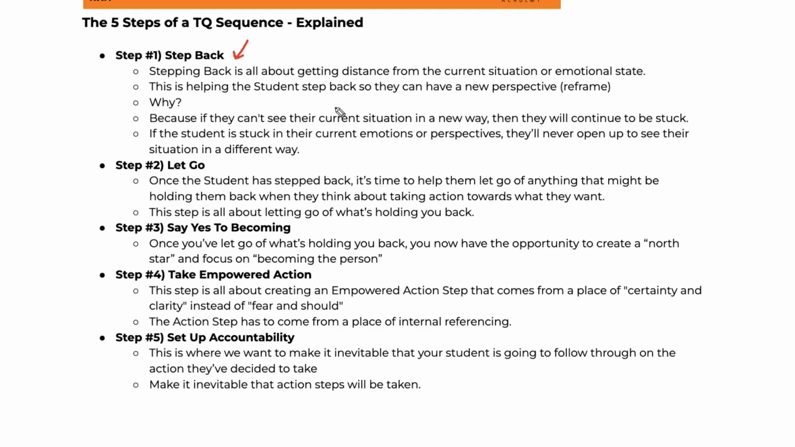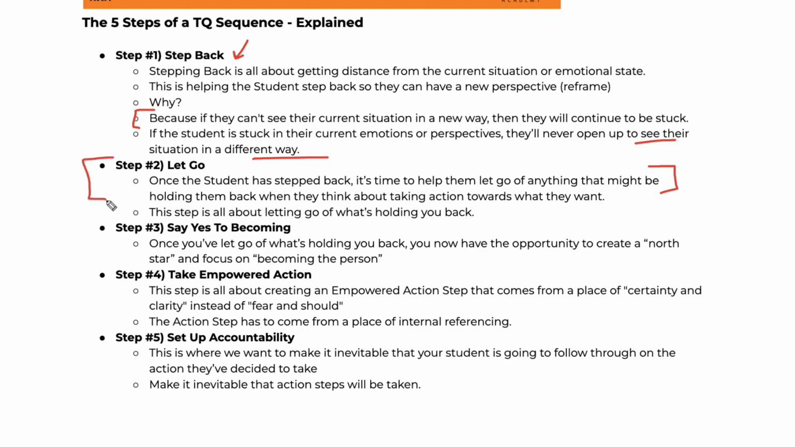Step number 1, stepping back. Stepping back is all about getting distance from the current situation or emotional state. This is helping the student step back so they can have a new perspective or a reframe. Why? Because if they can't see their current situation in a new way, they are going to continue to stay stuck. If the student is stuck in their current emotions or perspectives, they'll never be able to open up and see their situation in a different way. Step number 2, letting go. Once the student has stepped back, it's time to help them let go of anything that might be holding them back when they think about taking action towards what they want. This step is all about letting go of what's holding you back.